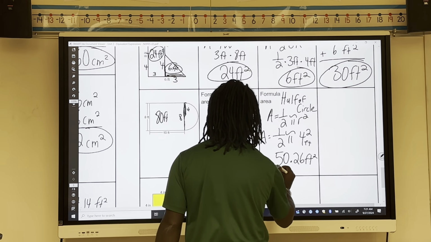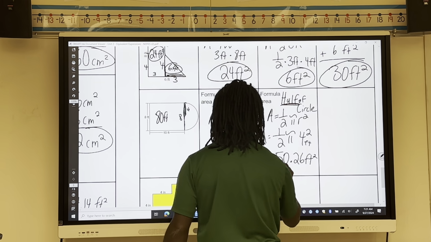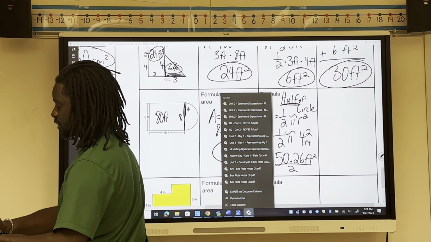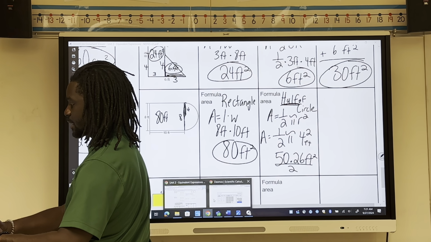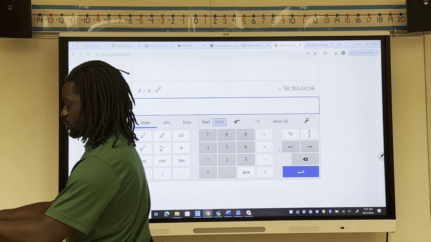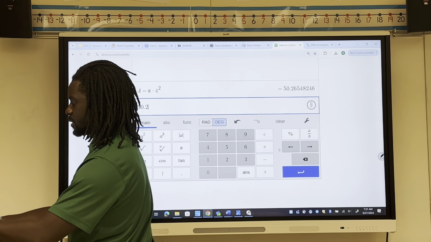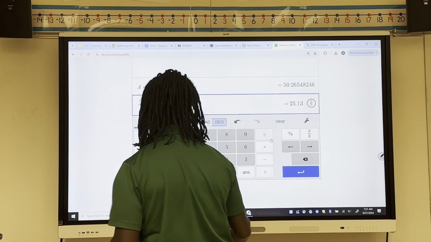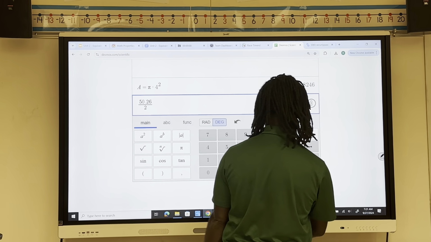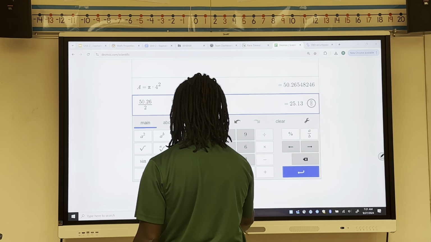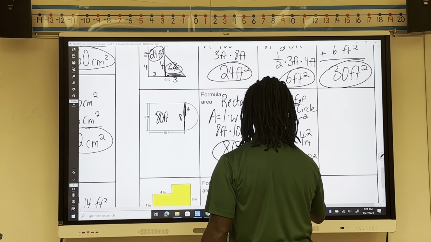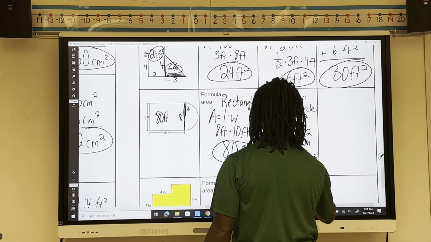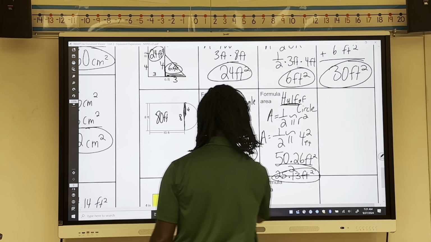Oh, and again, that's for the whole circle. So what I gotta do, because it's only half of a circle, I gotta divide this by 2. And that's gonna give me the area of just that half of the circle. So we take that, we take 50.26, we divide it by 2, because I got half of the circle and it's 25.13, that is feet squared.